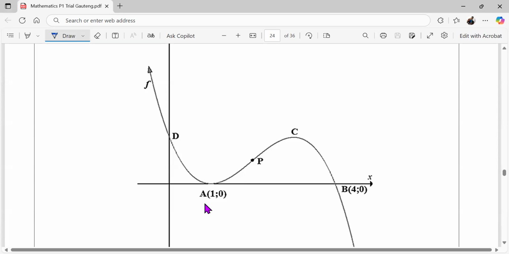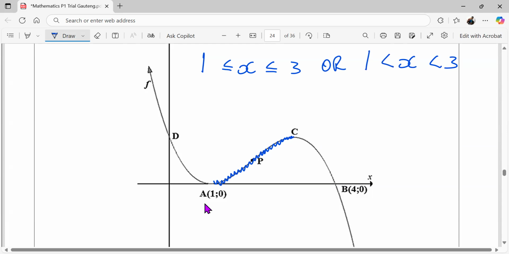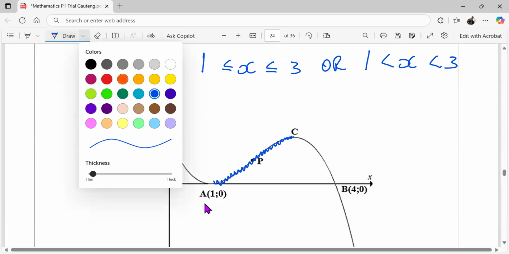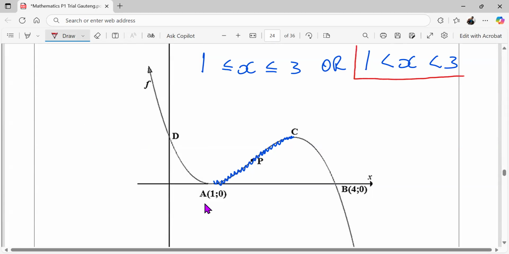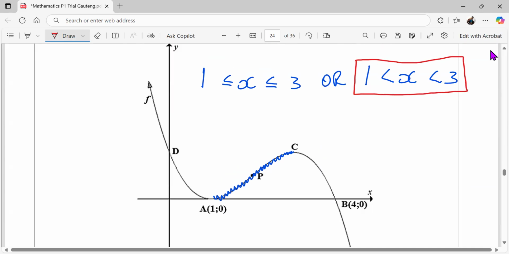Yes, I was saying, we know that the function is increasing from 1 all the way to 3. But if the question just says, for which values of x is the function increasing, you can answer it in one of two ways, depending on what you want. You can say from 1 all the way to 3, or you can say from 1 all the way to 3, excluding your turning points. That's when they say increasing. But when they say strictly increasing, then you must exclude the turning points and only take this part. That's the only difference, and it's terribly important. Please take note of that.